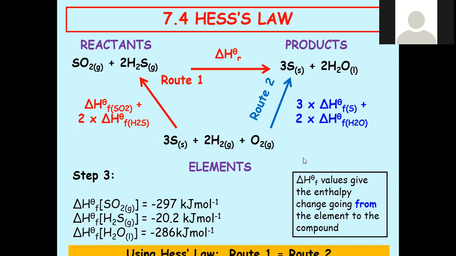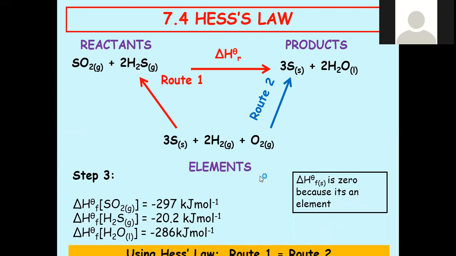Route 2, we can do exactly the same, but in the opposite direction. So we want 3 lots of delta HF of just sulfur on its own, and sulfur to sulfur, obviously we've said before, it's just going to be 0. And then 2 lots of delta HF for forming water, which is minus 286. So delta HF of S is 0 again because it's an element going to an element. There is no enthalpy change involved.